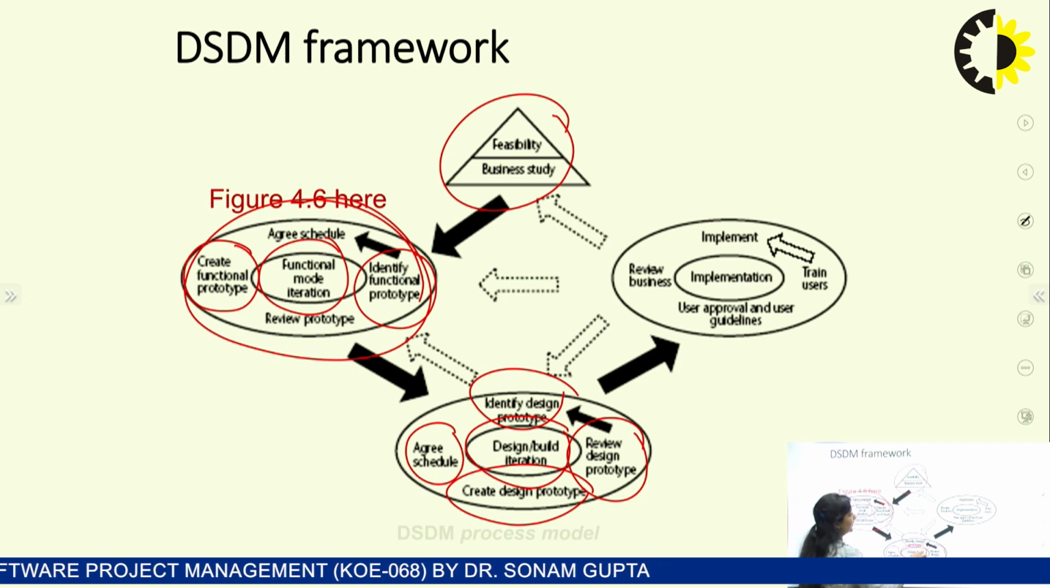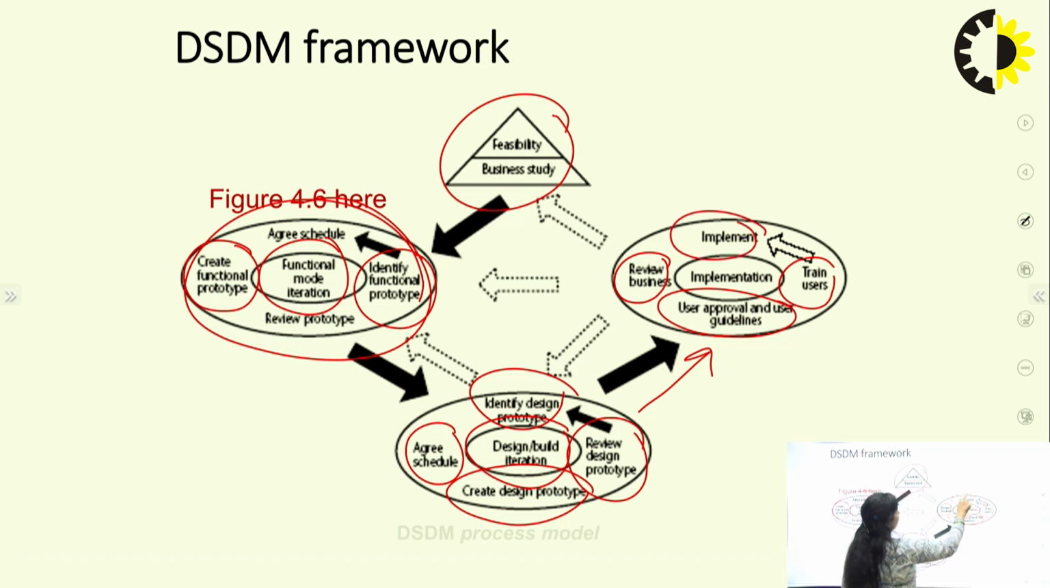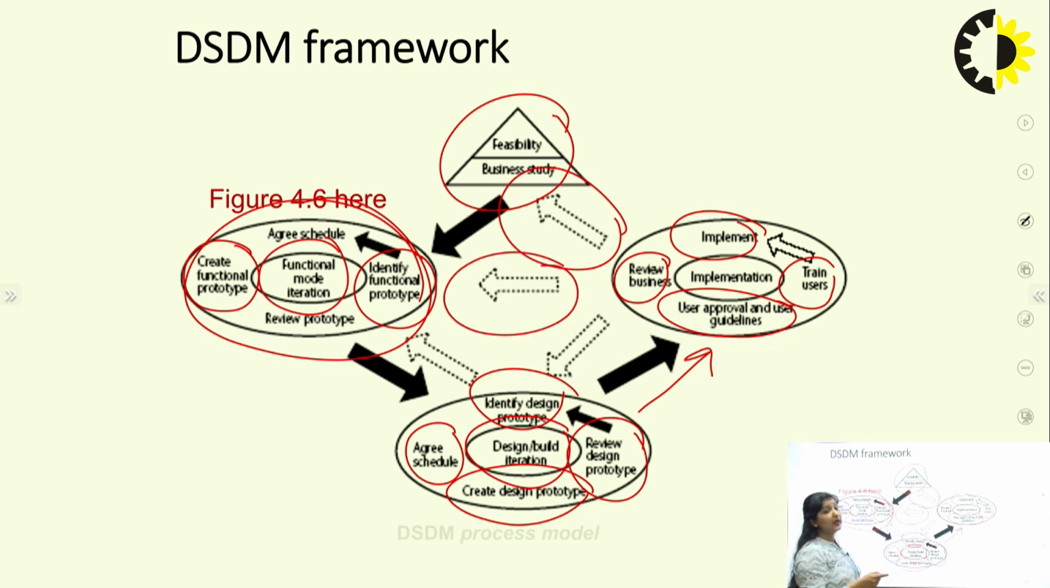After the design, it goes to the implementation part. For implementation, we review the business, the user approval and the user guidelines. We train the users and then we finally implement. Now, what are these dashed arrows? These dashed arrows mean that this particular cycle is for the first module. For the second module, we have to go through this cycle again. So this is how DSDM works.